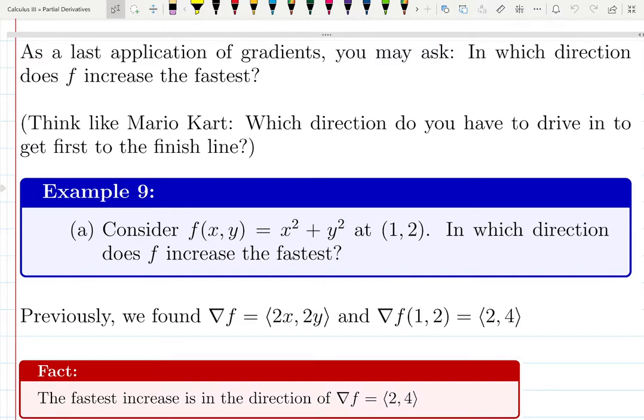The gradient ascent or the gradient descent, later I will tell you this terminology, shows you the fastest increase, fastest decrease. I like this explanation with Mario Kart, because you're all playing games. Which direction do you have to drive into to get to the finish line first? That's exactly what is happening here.